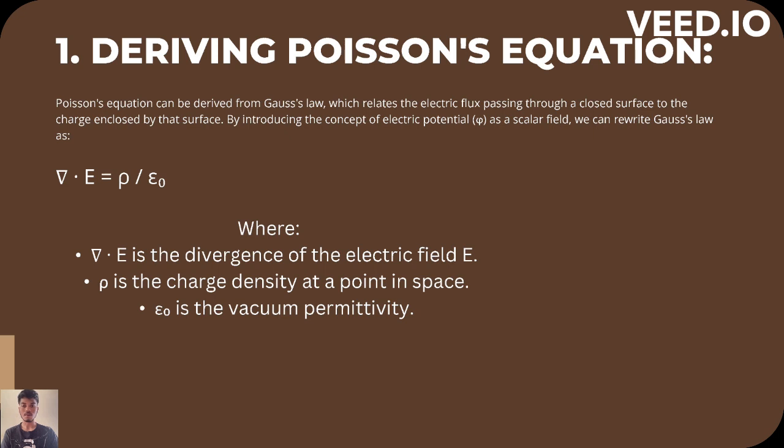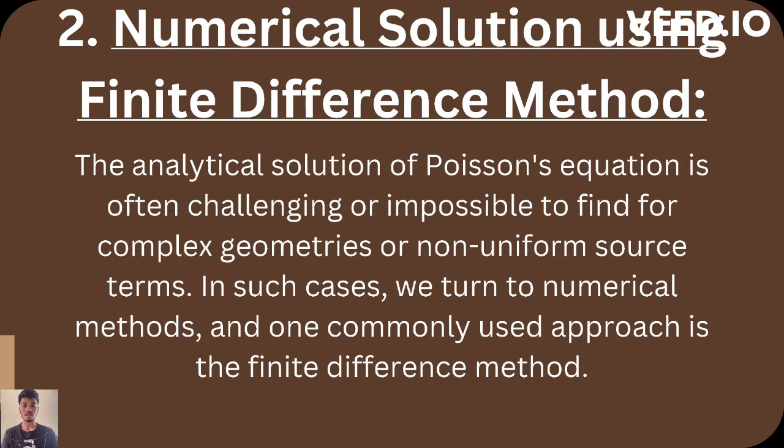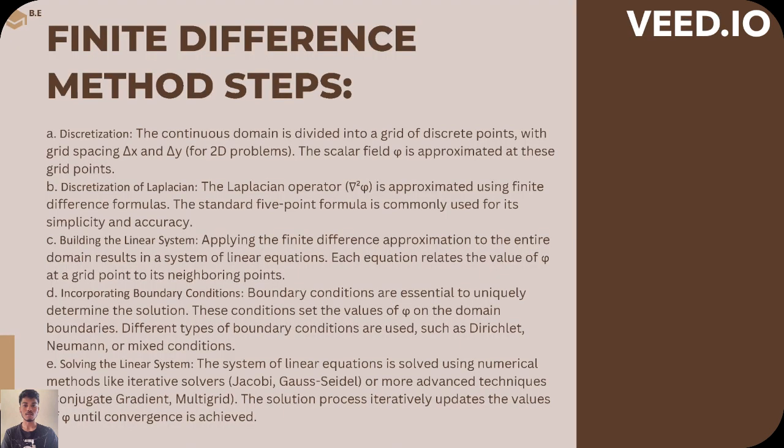Let us see the second one, numerical solution using finite difference method. The analytical solution of Poisson's equation is often challenging or impossible to find for complex geometries or non-uniform source terms. In such cases, we turn to numerical methods, and one commonly used approach is the finite difference method. Let us see what the finite difference method is.